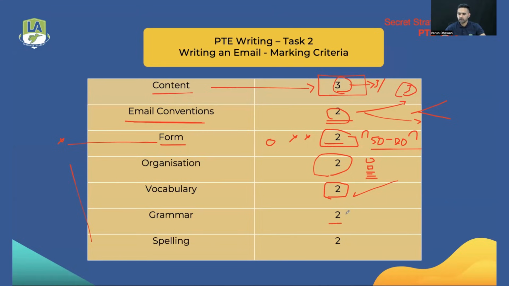Grammar, you get 2 points. If there's one major grammar mistake, you get 1 out of 2. If there are more than one major grammar mistakes, you get 0. Same thing for spelling. One major spelling mistake, 1 out of 2, more than 1, 0. For grammar, you just keep the sentences simple. For spelling, do not write any word you're not sure about. This is what you need to do.